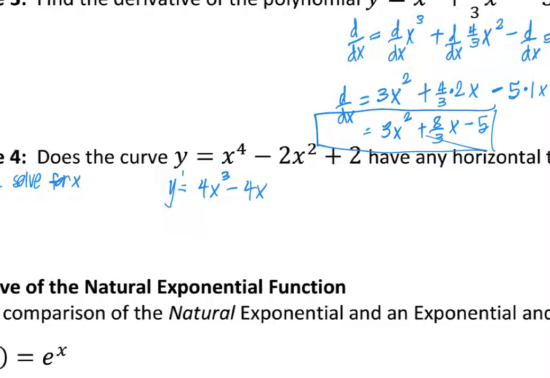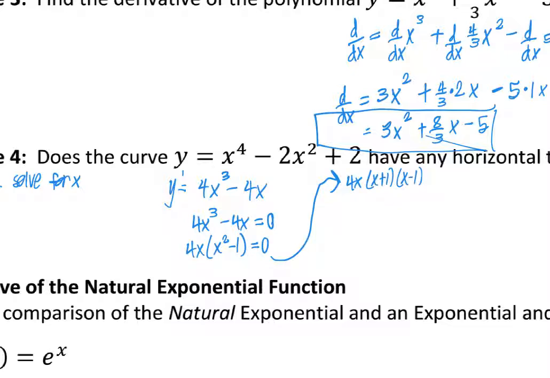So I've got the derivative, but it didn't say just take the derivative. It asked me a question beyond that. Does it have any horizontal tangents? So I'm going to set 4x cubed minus 4x equal to 0. And let's see. I can pull out a GCF of 4x, and I'd be left with x squared minus 1. And that factors into 4x and x plus 1 and x minus 1. That x squared minus 1 is a difference of squares.